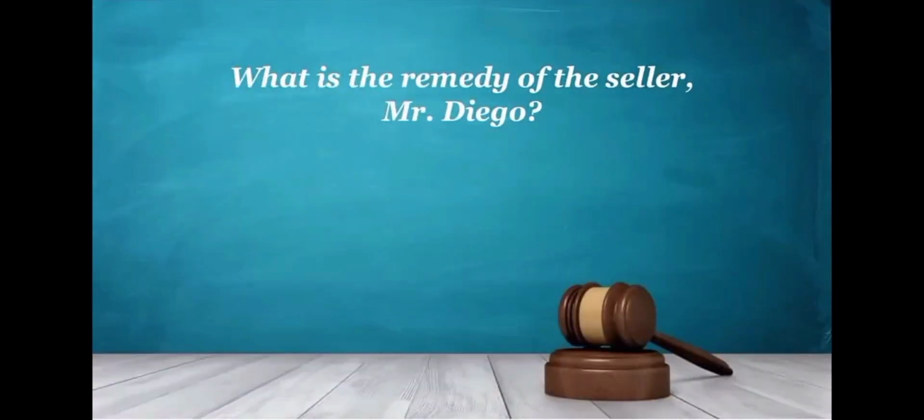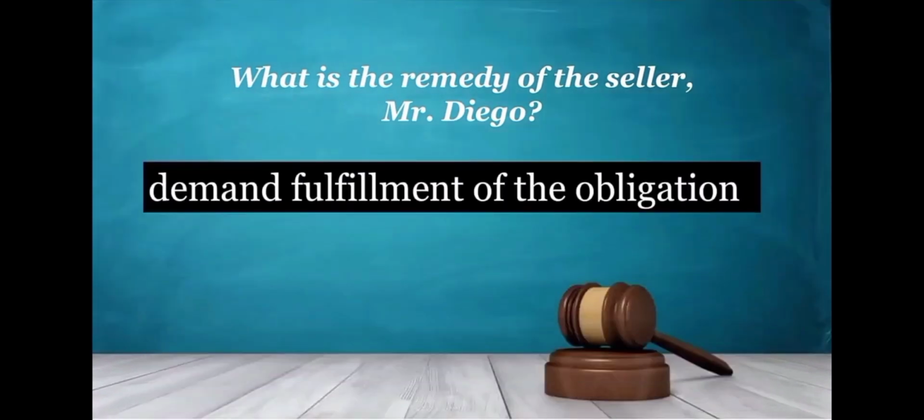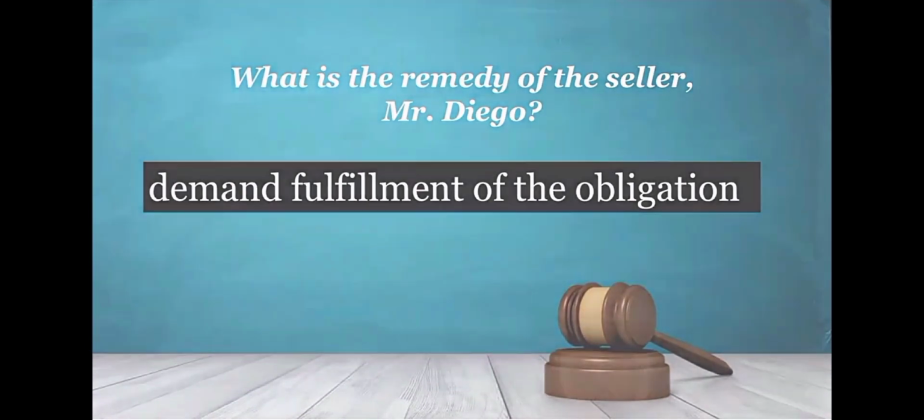After paying the first 12 installments, Dora was experiencing some financial difficulties, leading her to default in paying the 13th one. Now, what is the remedy of the seller, Mr. Diego? Under Recto Law, the remedy of Mr. Diego is to demand fulfillment of the obligation, since this remedy applies regardless of the number of installments defaulted.